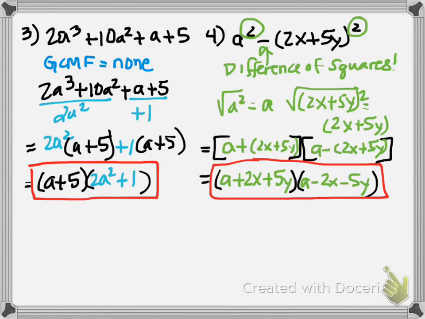Now I'm going to do one more question that's related to number 4. And on number 5, we have x squared plus 10x plus 25 minus n squared. So I'm trying to figure out what on earth I can do on this problem. This doesn't look like anything I've ever done. There's no GCMF, so let's just establish that.